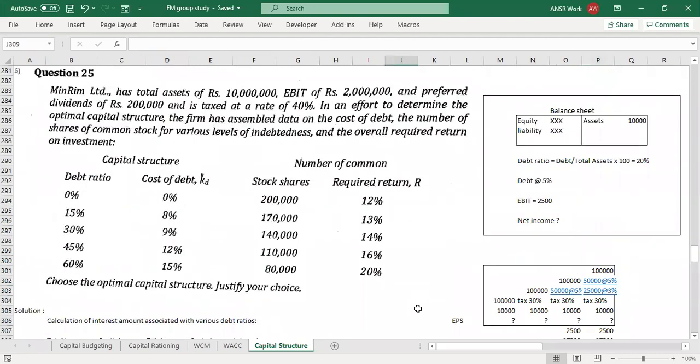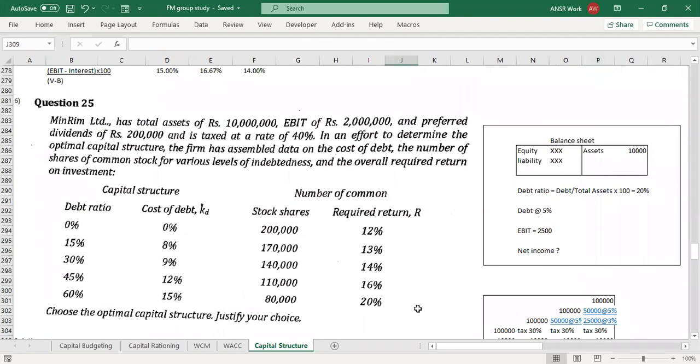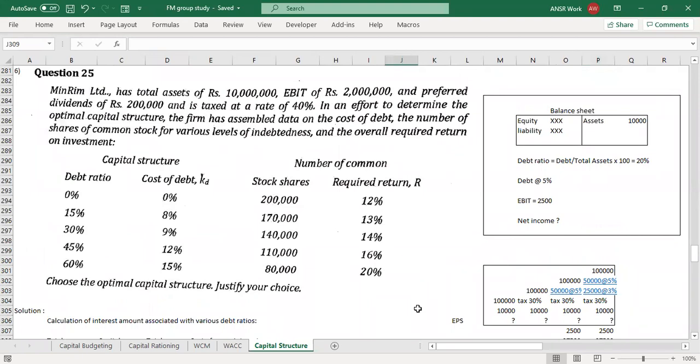Okay, now that we are clear about it, let's read through the question. Minrim Limited has total assets of 10 million, 1 crore or 100 lakhs, EBIT of 2 million, which is 20 lakhs, and preferred dividends of 200,000, which is 2 lakhs, and is taxed at the rate of 40%. Preferred dividend means preference dividend. And they have told directly the dividend, not the shares, like 25,000 at the rate of 3%. They have given dividend altogether, so you don't have to do any percentage. Now tax rate is 40%, you know that.